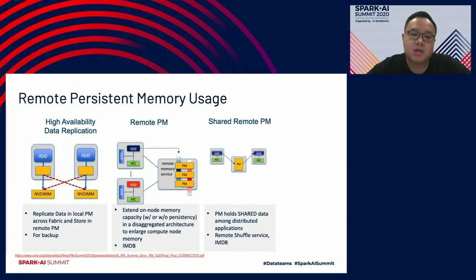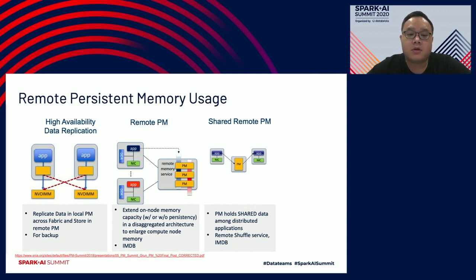So the community is exploring how this persistent memory can be used. Typically in a big data cluster, we can use it in the following 3 scenarios. The first one is to solve the high availability issue. We simply plug the persistent memory into each physical node, and then the application will replicate the data in the local persistent memory across the fabric to another one. This is more for the purpose of backup or high availability.